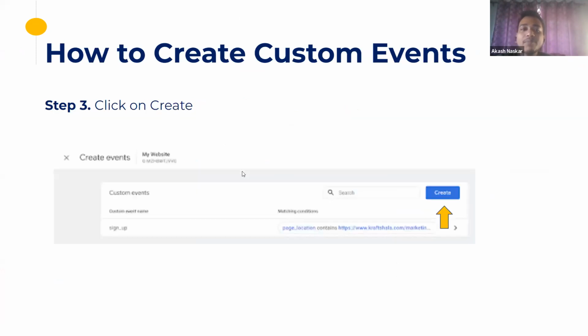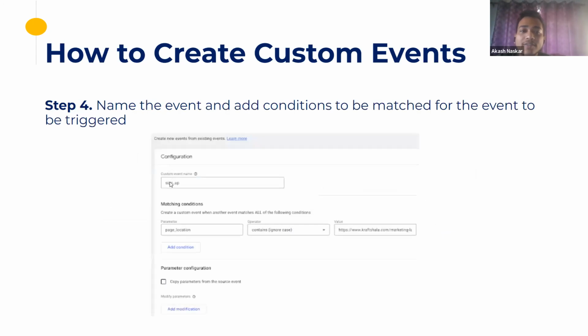After you select the data stream, you need to enter the details of the event. What will the event actually be called? So you enter all the details of the event. For example, the name of the event will be sign up. What will the event be? The event will basically be that if anyone is on this page and they view this page, I will count it as a sign up event.